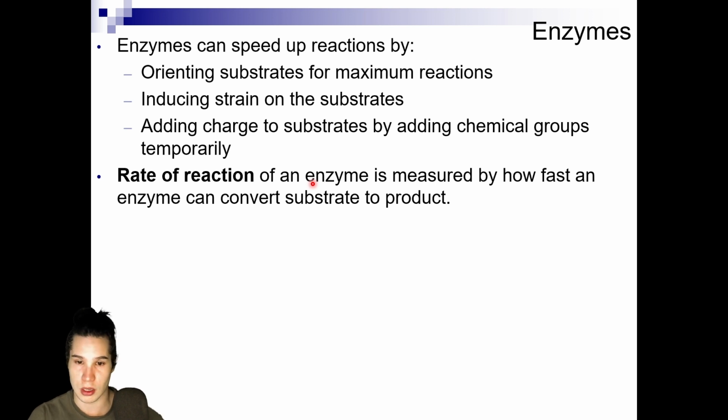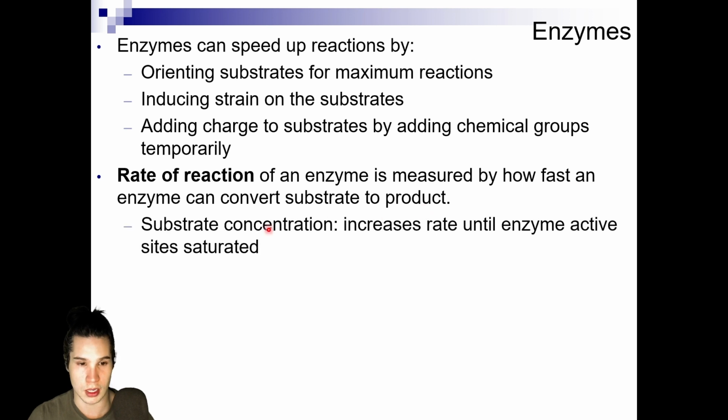Most enzymes have evolved to have a very specific sweet spot for temperature as well as pH. And so the temperature and pH of the solution or the surroundings of that enzyme might actually impact the rate of reaction. But for the most part, if you're using the ideal conditions already, the rate of reaction of an enzyme is going to be measured by how fast an enzyme can convert a substrate to a product. Substrate concentration is going to increase the rate of the enzyme until all of its active sites are saturated.